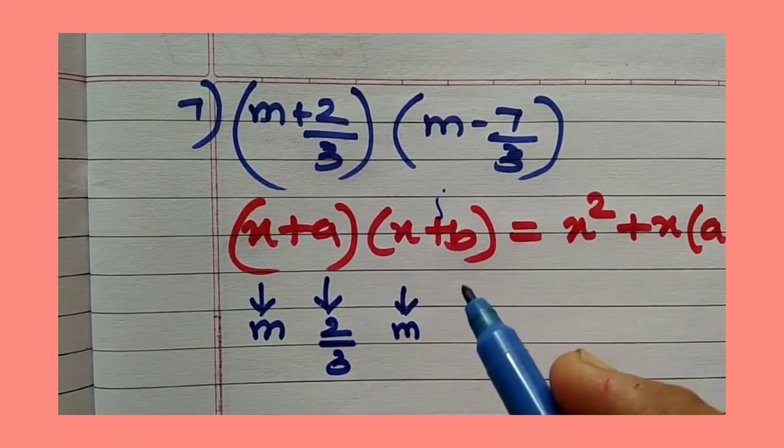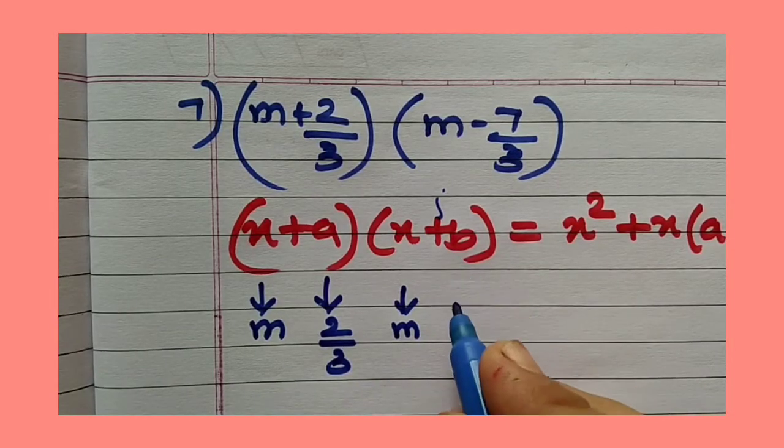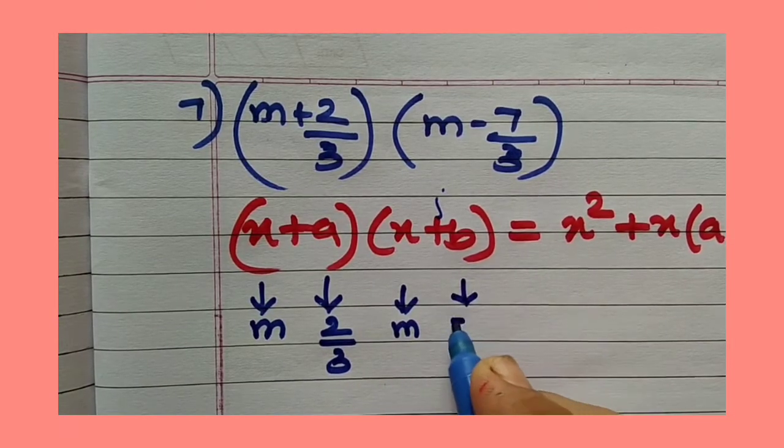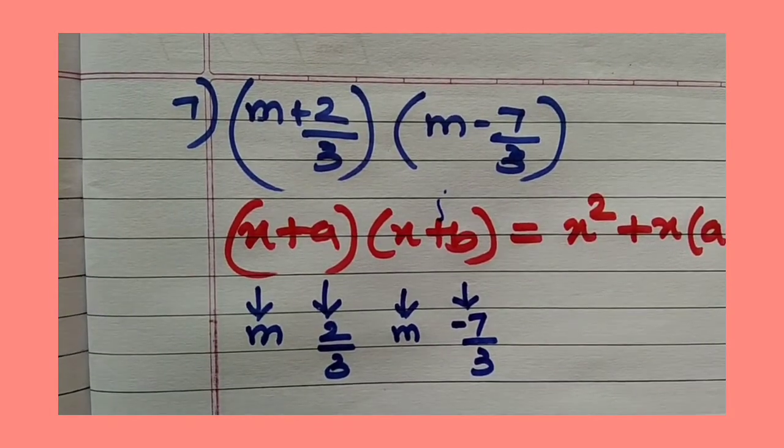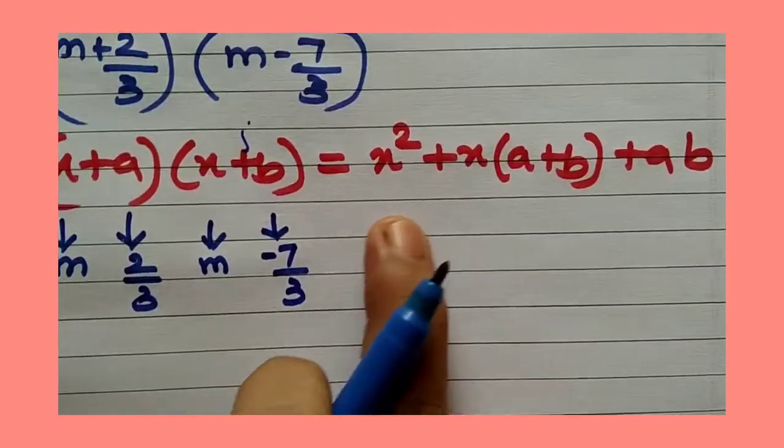That, I will tell you when we come to it. Now you don't have to think about that. What is in place of b? Minus 7 upon 3. Write it along with the sign. If it is a minus sign, write the sign also. Now we will substitute in this.